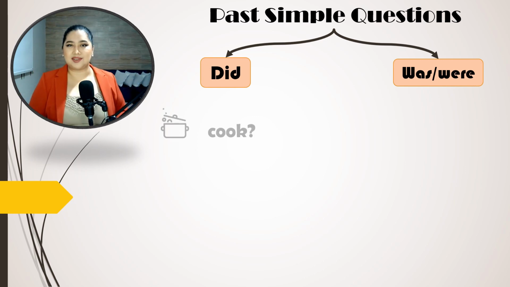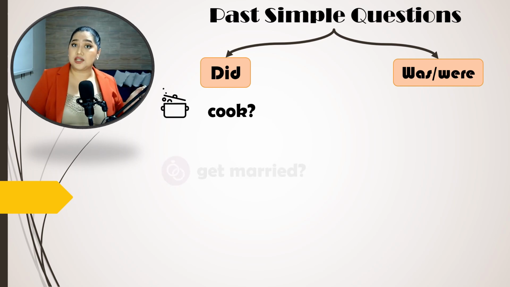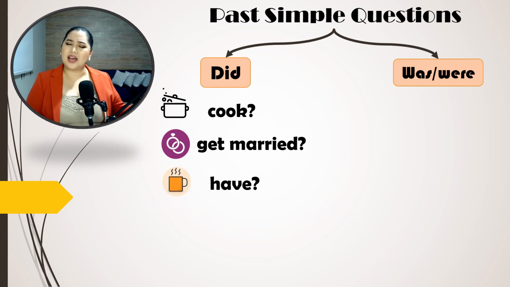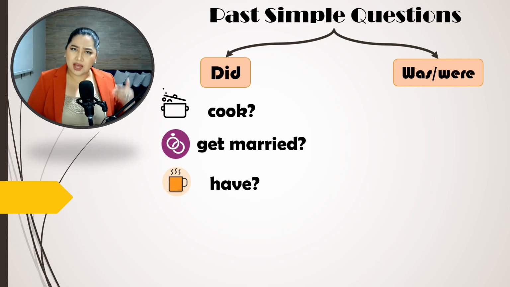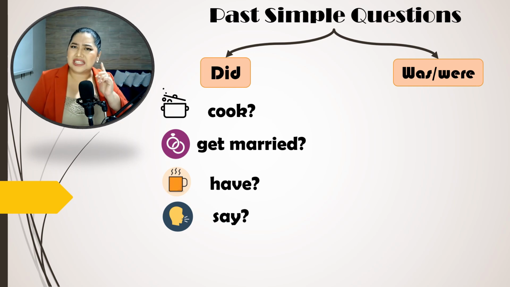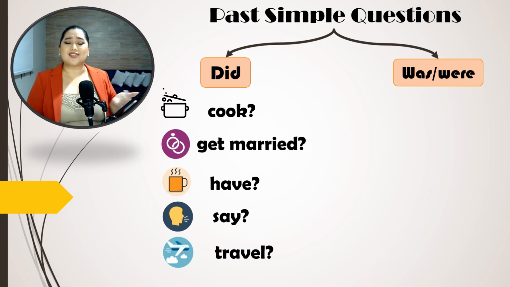Come on, let's see some examples. If you have a verb, an activity, you need to use the auxiliary did. For example, did you cook? Did you get married last month? Oh my god, I can't believe it. Did you have breakfast yesterday morning? Did you have breakfast this morning? Oh, excuse me, what did you say? I couldn't hear you. Or, where did you travel last year? Tell me, please. I want to know.